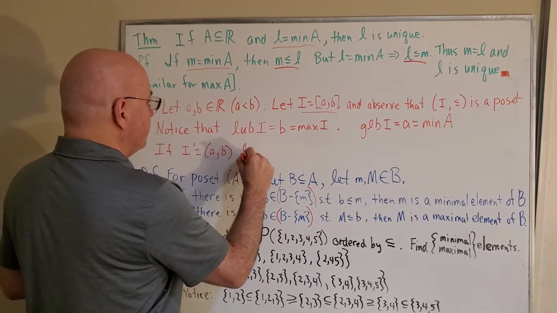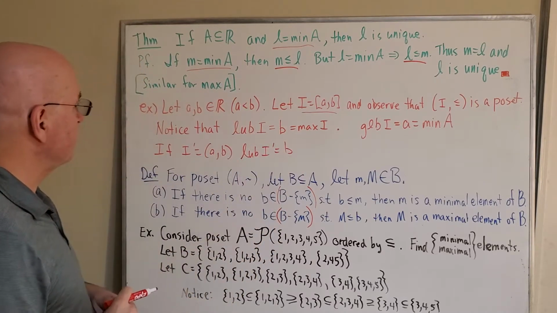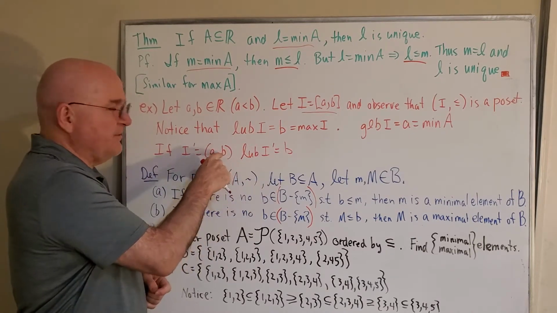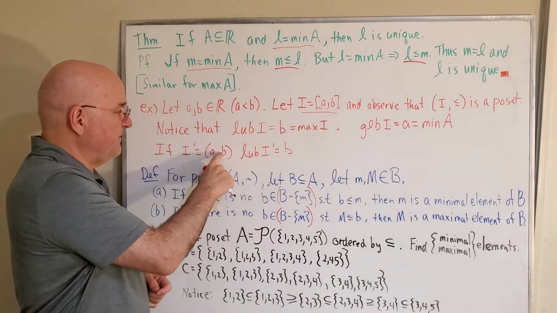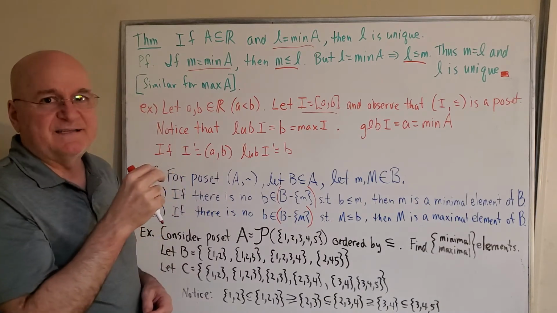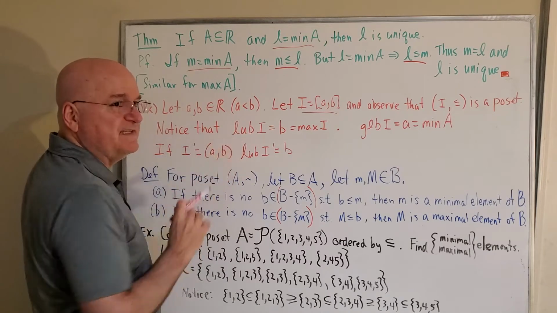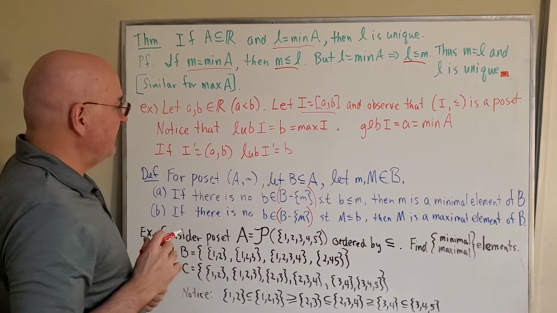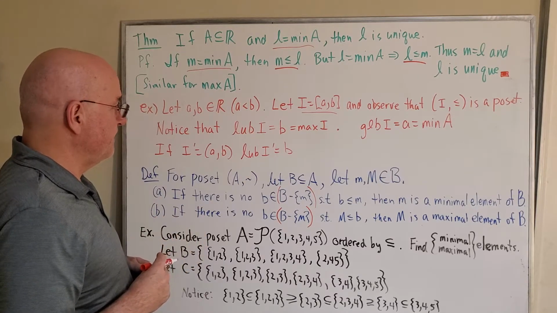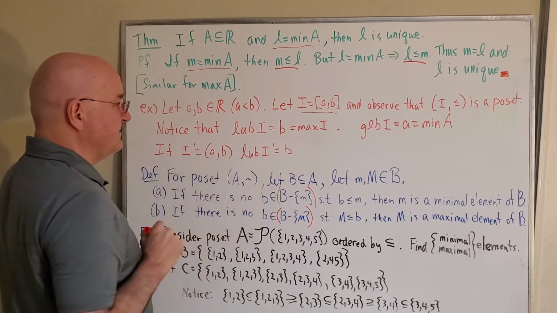Well, the least upper bound of I prime is still B. Now I can say B is strictly greater than every element in this set, because B is not in this set, remember. But if I take any number smaller than B, it's going to put me inside the interval, and it would no longer be an upper bound. So that's the least upper bound, and there is no maximum value.